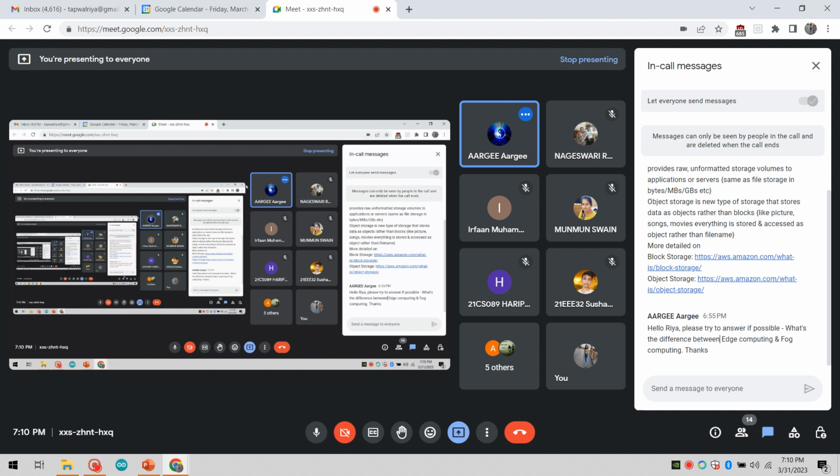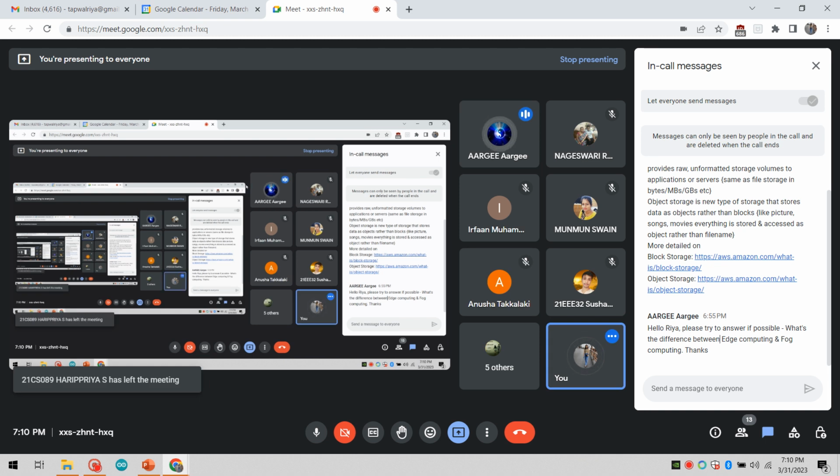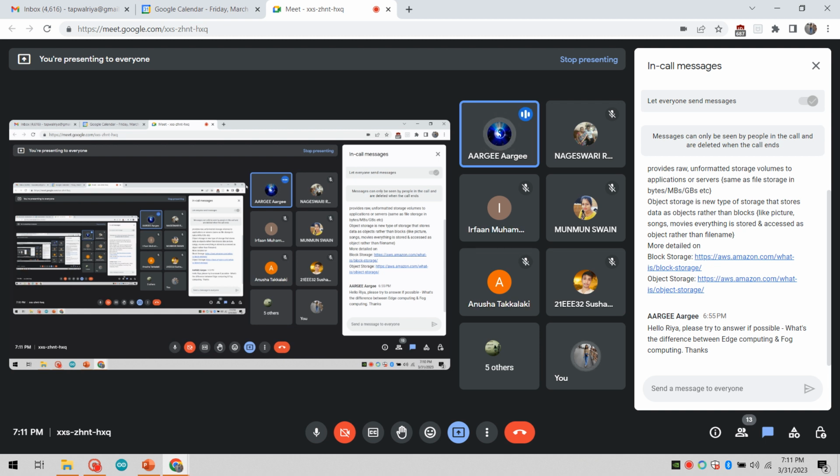Because let's say I put an ESP32 board near a device, so that could also become edge computing. And the same thing, if I put an ESP32 near another device, that could also be considered as fog computing. So I am really not able to differentiate or find out any difference between both of them.